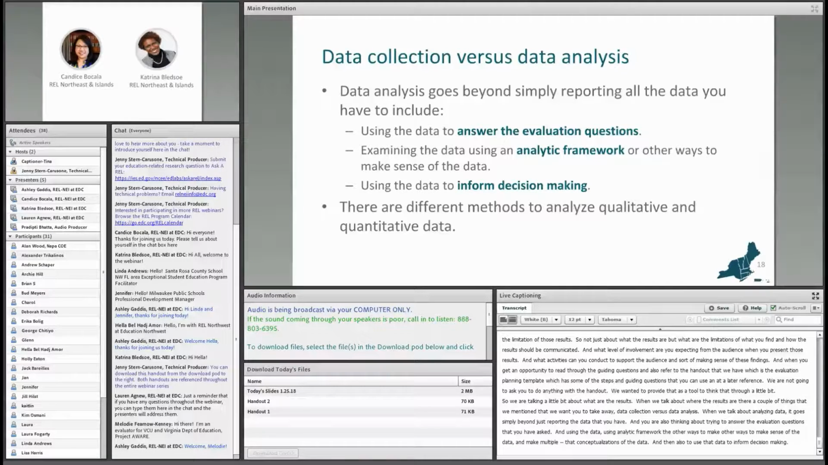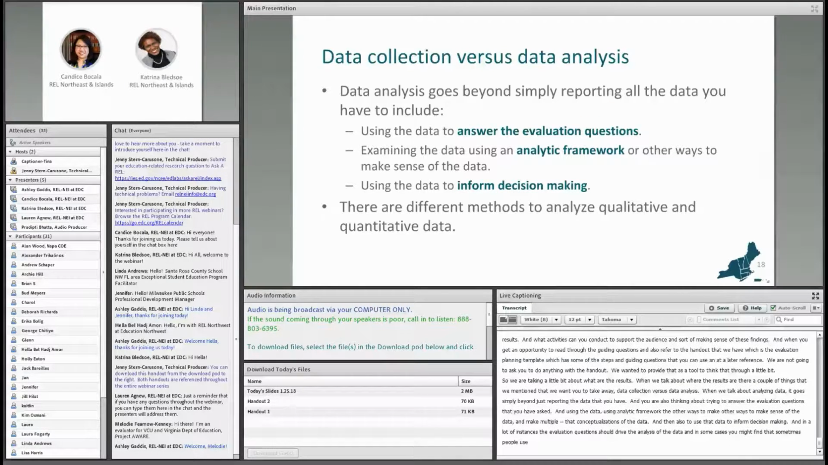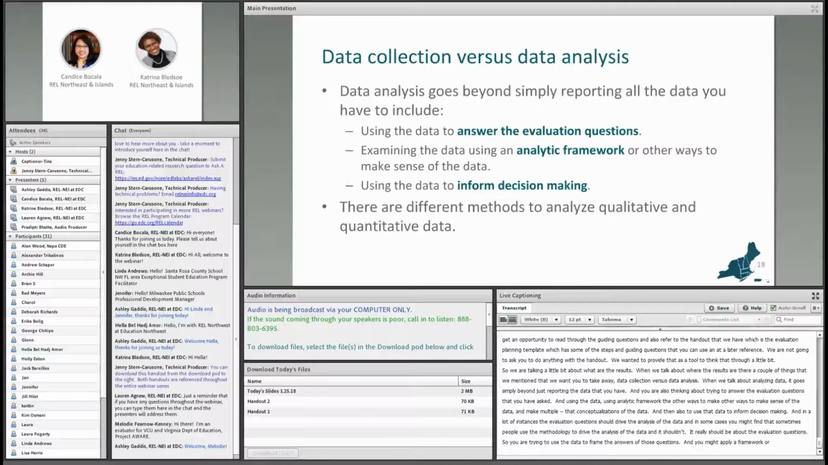And in a lot of instances, the evaluation questions, of course, should drive the analysis of the data, and in some cases you might find that sometimes people use the methodology to drive the analysis of the data, and it shouldn't. It really should be about the evaluation questions. So you're trying to use the data to frame the answers of those questions, and you might apply a framework or some way to interpret all the data that you've been able to get. And again, you're also looking to really draw conclusions.